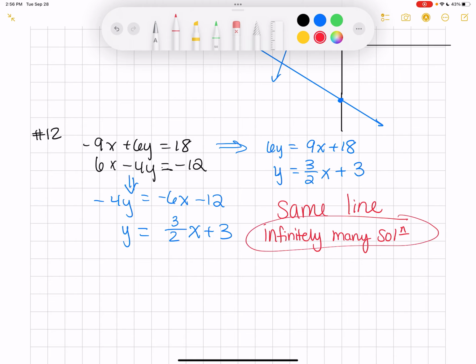Okay. I'm going to make a note that when they are the same line, you do not have to graph it.